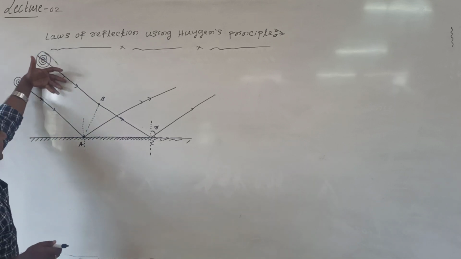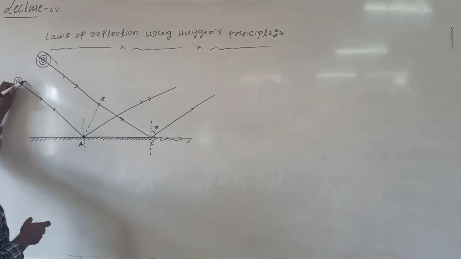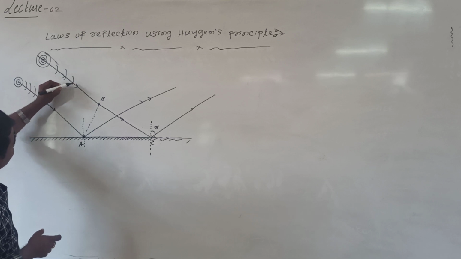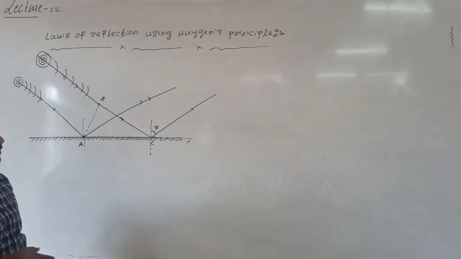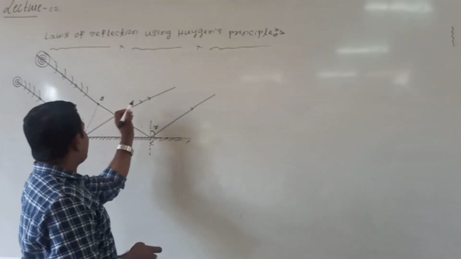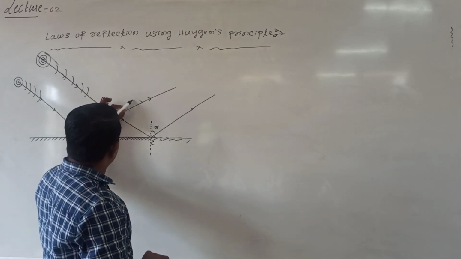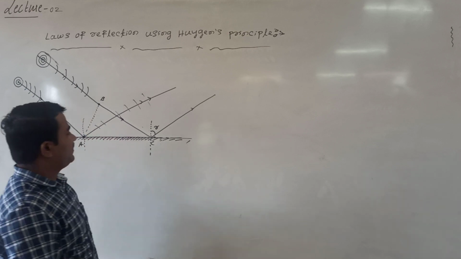If the rays are propagating like this, how are the wavefronts actually coming? Wavefronts are coming like this. Are you following? Now, for the reflected ray, how are the wavefronts going? The wavefronts are going like this way.